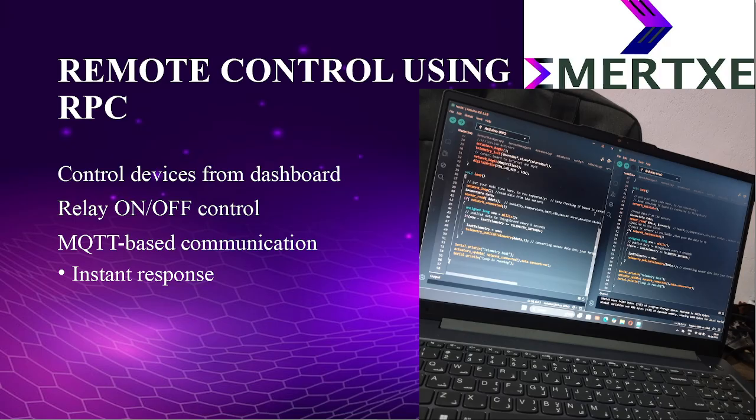And the next one is remote control using RPC. The remote control is implemented using RPC. Through the dashboard, we can send commands to the device. For example, the relay can be turned on or off remotely. This enables real-time control of the system. That means we can control from anywhere. We can control our industrial functions and all.